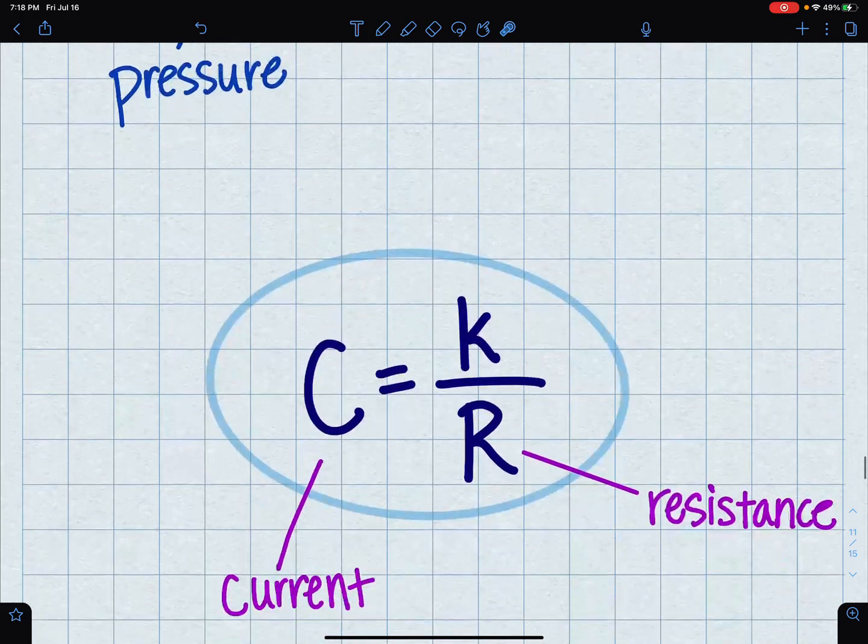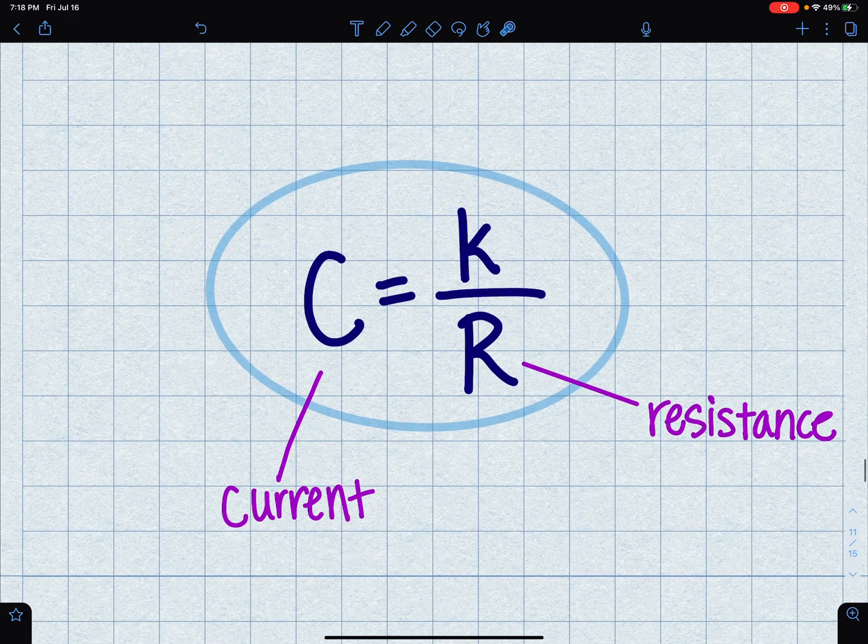Here's another one. The current varies inversely as the resistance. If the resistance goes up, current goes down. If the resistance goes down, current goes up. Inversely related. One's on the numerator, one's on the denominator.